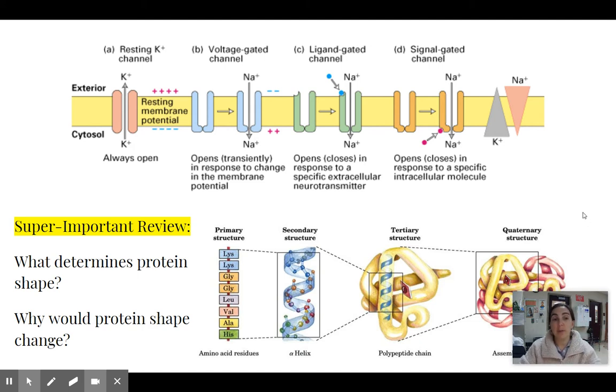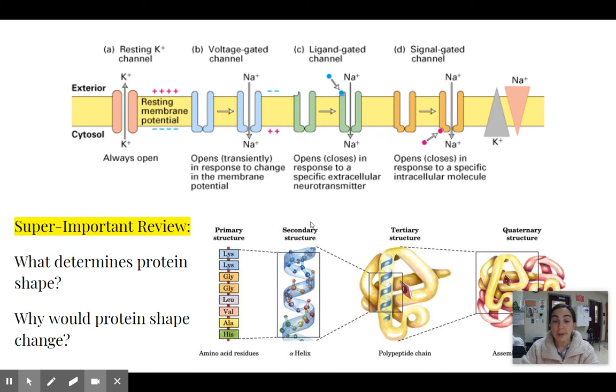As we talk about this, and as we talk about some other topics that are going to be coming up throughout this unit, one really important thing is to remember how protein structure is determined. Because as you can see from this picture up at the top, this is an image that shows all of the different proteins that play a role in the signaling that happens in neurons. There are a lot, and their shape is super critical.